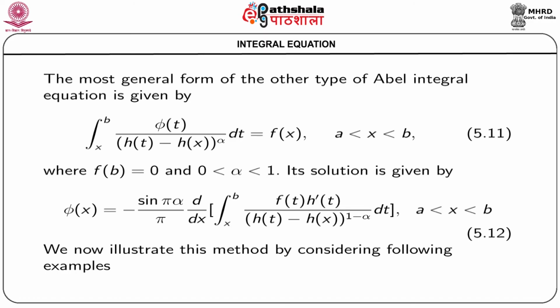Its solution can be obtained similarly by phi(x) equal to minus of sin(pi alpha) by pi, d/dx of the integral from x to b of f(t) h'(t) divided by (h(t) minus h(x)) to the power 1 minus alpha dt. x lies in the interval a to b.